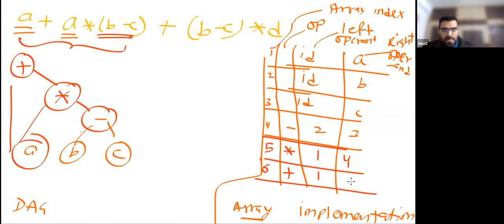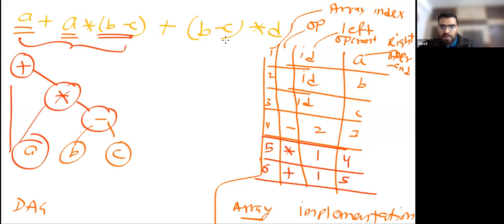Okay, 1 comma 5. This is the entry. Operator is plus, 1 and 5. Very good, excellent. Okay, now what we need to calculate? So this we have done. Now we have to calculate this.